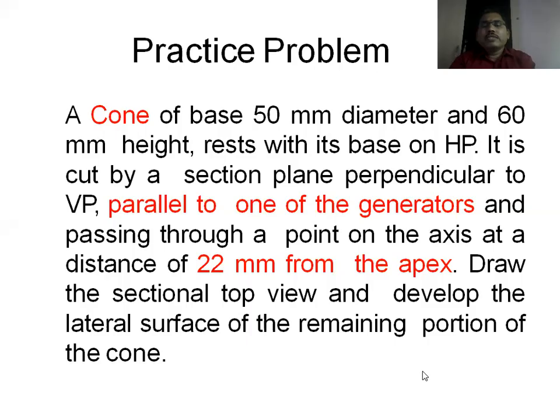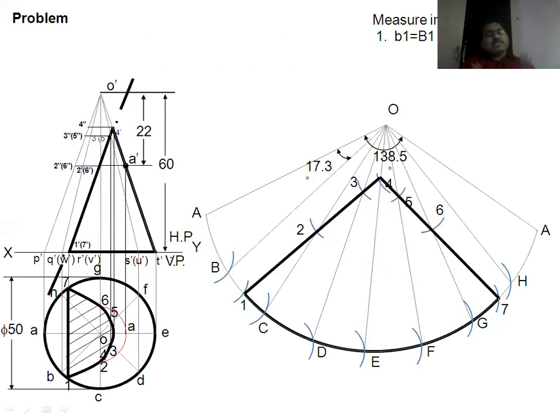Now we'll see the solution part of this. As it is a cone, for a cone we need to calculate the included angle theta. So what we do first, we'll draw the orthographic views, top view and front view of this cone. The top view is a circle, the base diameter is given as 50, so the top view is drawn as a circle. Then the front view is an isosceles triangle of height 60 mm.